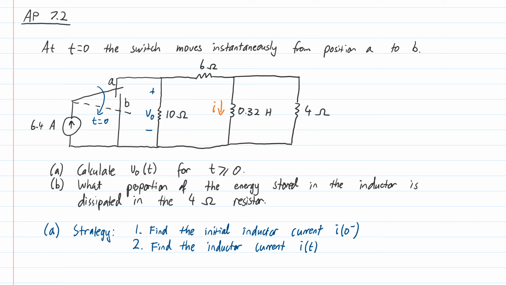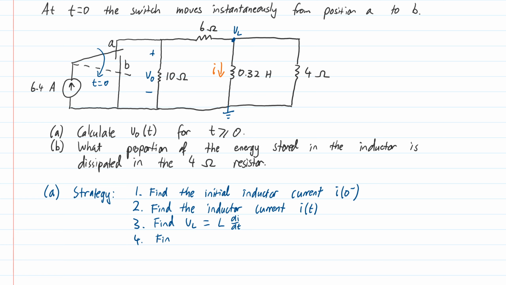But the question asks about voltage, so we need to convert that into a voltage. We can define on our diagram a reference node and then a node voltage, which if we call it VL, is the same as the voltage on the inductor. We're going to find VL, which, if we already know the current, is just L di/dt. Once we know VL, we can find the desired voltage V0 using a voltage divider, because we have a known voltage VL that is divided over these two resistors. That's the strategy we will follow to solve part A.